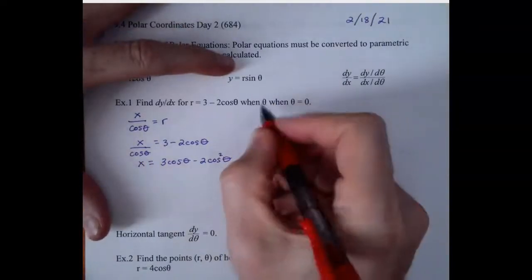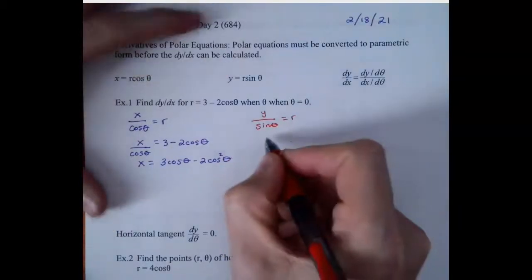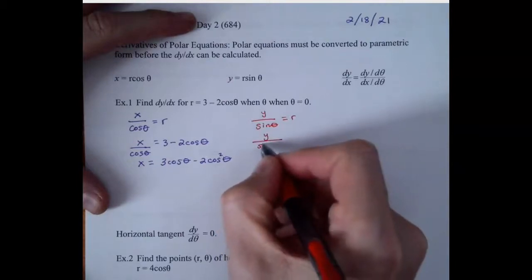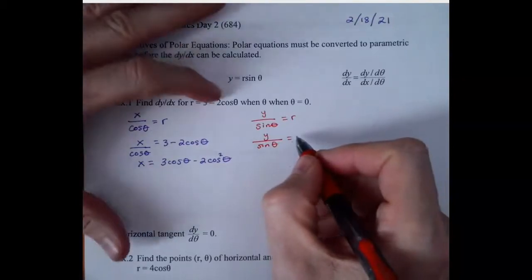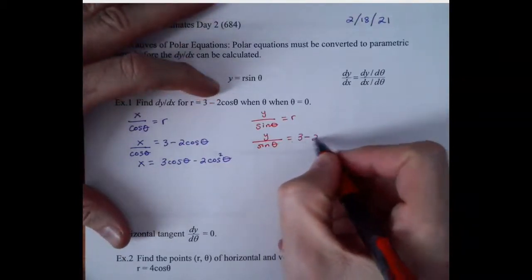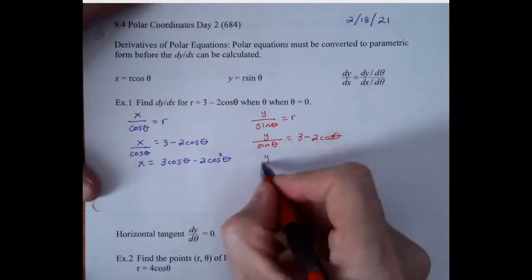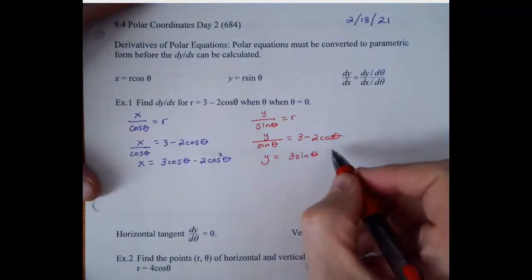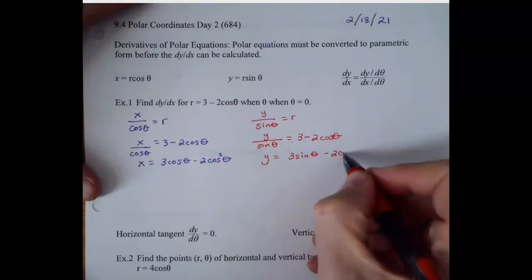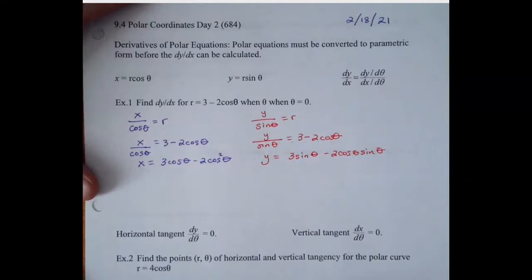And then we do the same thing basically for y. So divide by sine, so we have y over sine equals r, and make that same substitution. It's going to be 3 minus 2 cosine theta, and then multiply by that. We'll have 3 sine theta minus 2 cosine sine. Okay, so that pretty much takes care of that.